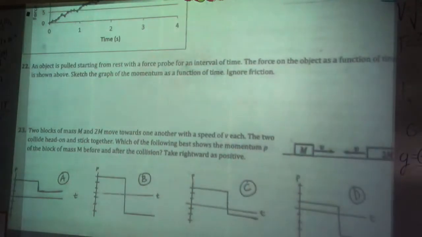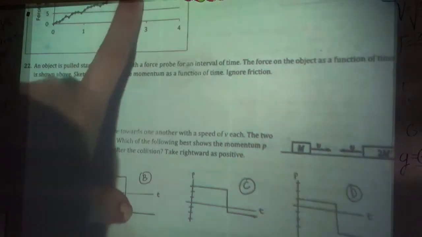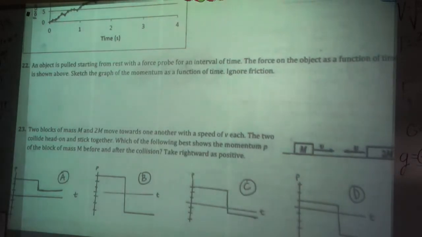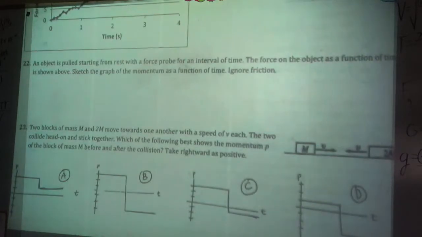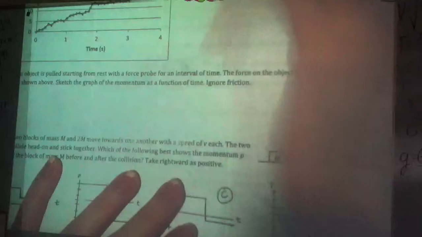An object is pulled, starting from rest, with a force probe for an interval of time. The force as a function of time is shown. Sketch the graph of momentum as a function of time. This one is hard to get as an actually really good sketch. It's just a general trend.